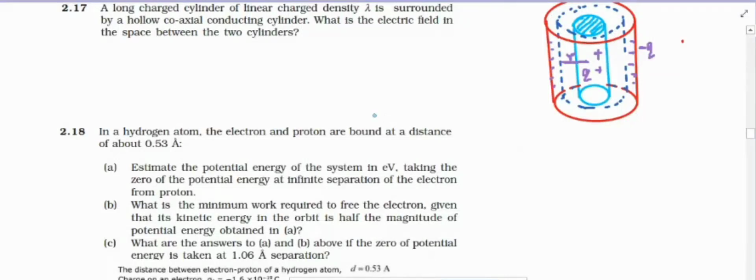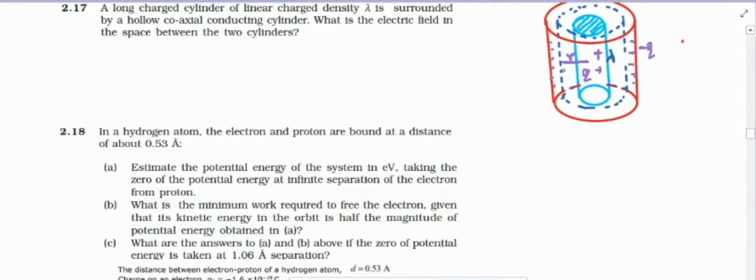Let's continue the exercise of the chapter Electrostatic Potential and Capacitance. Question 17. A long charged cylinder of linear charge density lambda. The inner cylinder is surrounded by a hollow coaxial conducting cylinder, red in color. What is the electric field in the space between the two cylinders?